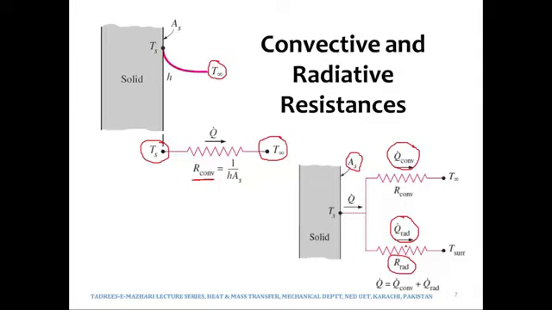For example, if this is the wall, then of course from this wall the convection and radiation would be taking place simultaneously. See, radiation will not be followed by convection, or convection will not be followed by radiation. Both convection and radiation would be taking place at the same time. So since they are taking place at the same time, the two will come in parallel with each other.